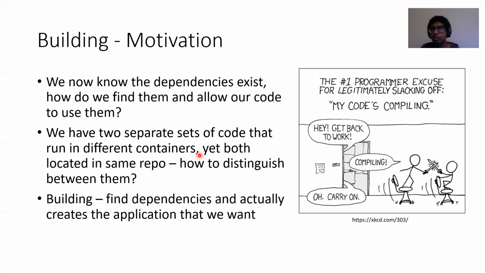Things like joystick simulator, that's only Landsat stuff. You should never be running that in the Onboard container. Similarly, Onboard has controls, task planning, stuff like that. So how do we make sure that we're able to build both simultaneously and all the dependencies are checked out? That's the basic process of building: find dependencies, and actually create the thing that we want to create.